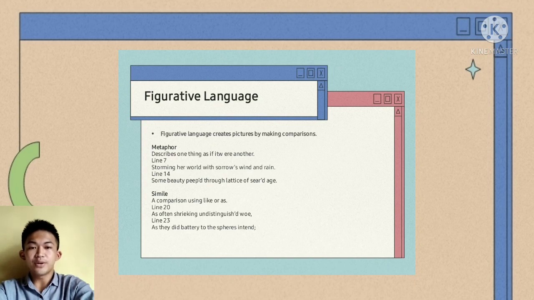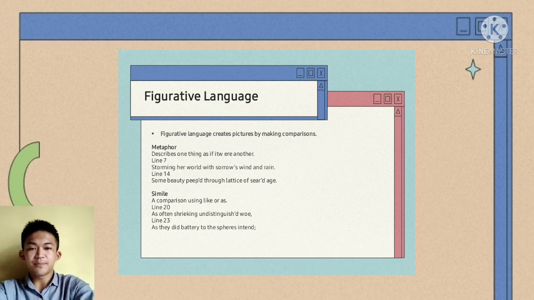After metaphor, we can also find a simile. A simile is also a comparison, but a simile uses like or as. For example, in this poem, line number 20, as often shrieking undistinguished woe, and line number 23, as they did battery to the spurs in intent.